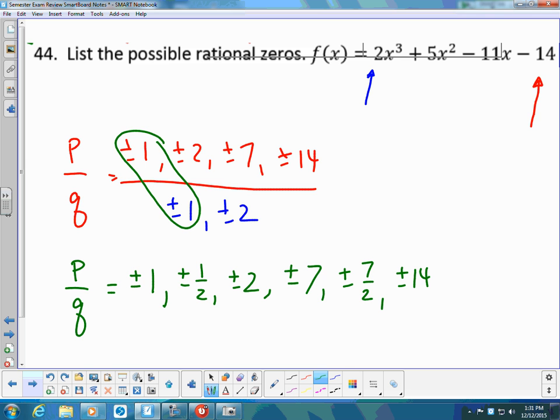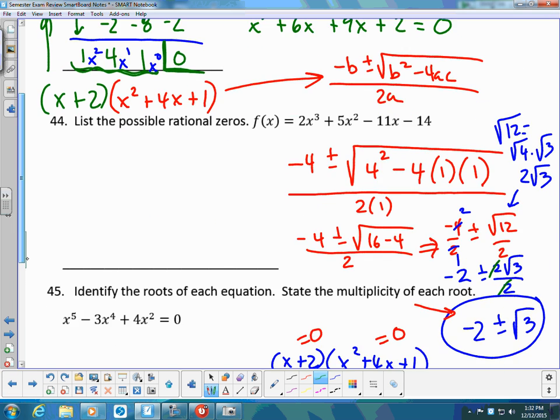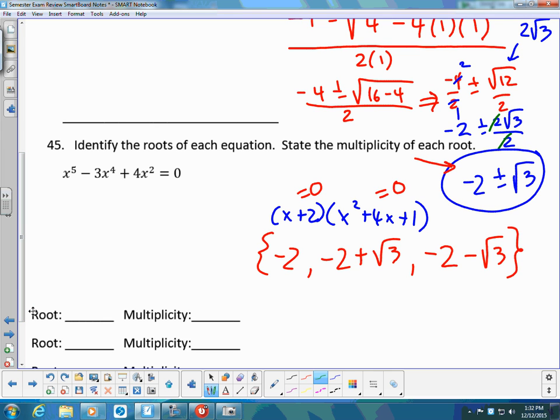All right, let's take a look at number 45. Number 45. Identify the roots of each equation and state the multiplicity of each root. Again, let me see if I can clean this up a little bit. Erase.